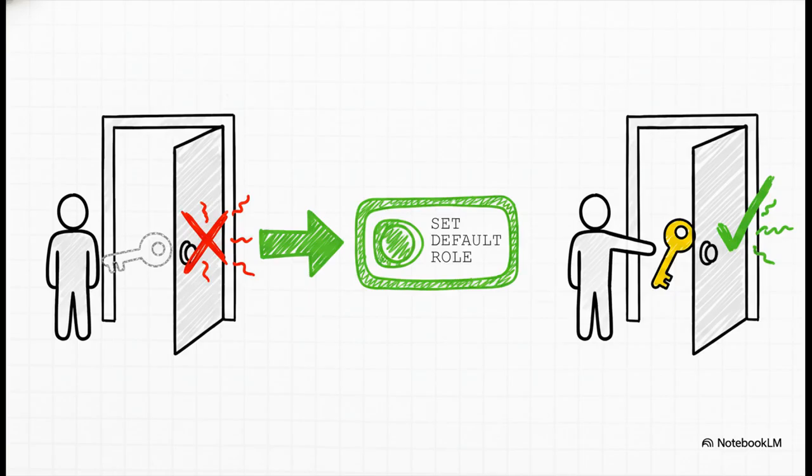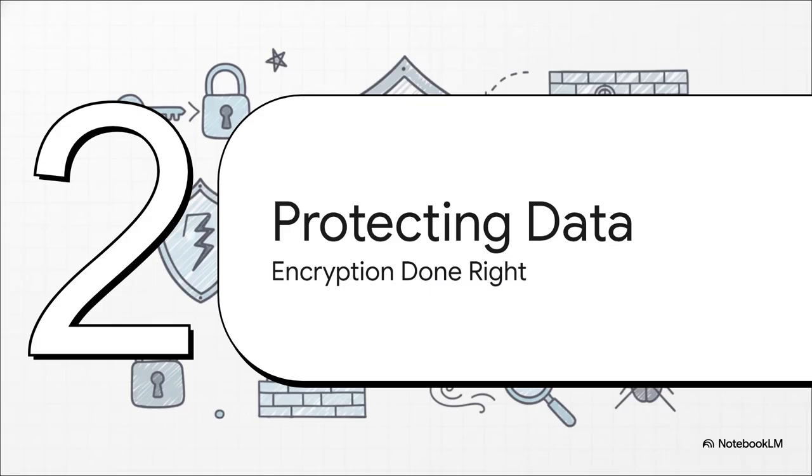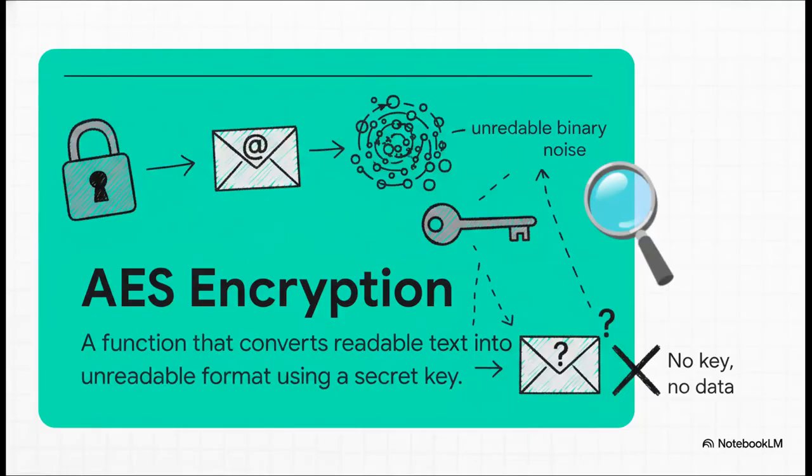Trust me, this will save you a world of headaches down the road. So we've secured the gates. But what if a really clever attacker somehow slips past our guards? Well, now we move to layer 2, protecting the treasure that's inside the vault. This is all about making sure our data is completely useless, even if somebody manages to steal it. And our main tool for this job is encryption.